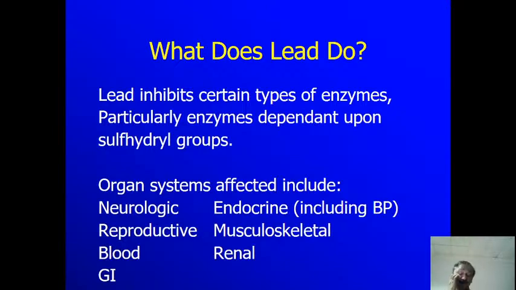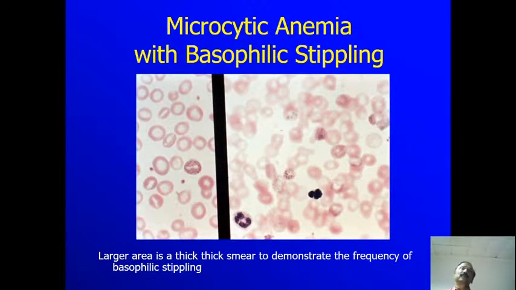And what are the problems? Problems are numerous, and please remember that lead inhibits certain types of enzymes, particularly the enzymes of the sulfhydryl group, and therefore it has an effect on almost most of the systems of the body, whether it is neurologic, endocrine, reproductive, musculoskeletal, blood, renal and GI. First and foremost, of course, we must mention the microcytic anemia, which can occur with basophilic stippling. This is very characteristic of lead poisoning.